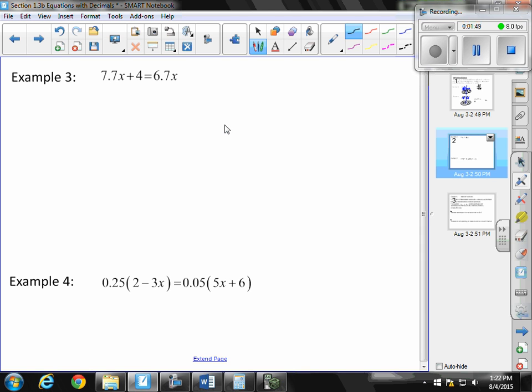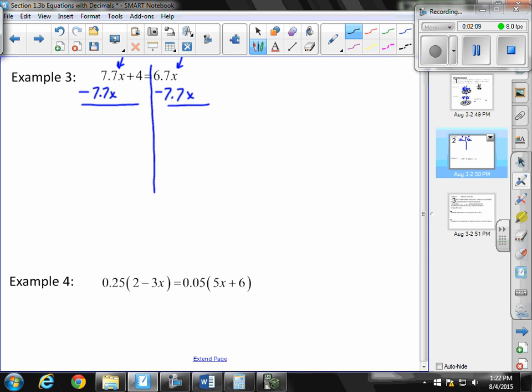Example number 3. Here I have two terms with x's in them. I want to get those x terms on the same side of the equation. I'm going to start by subtracting 7.7x so I can leave my number by itself on the left-hand side of the equation.